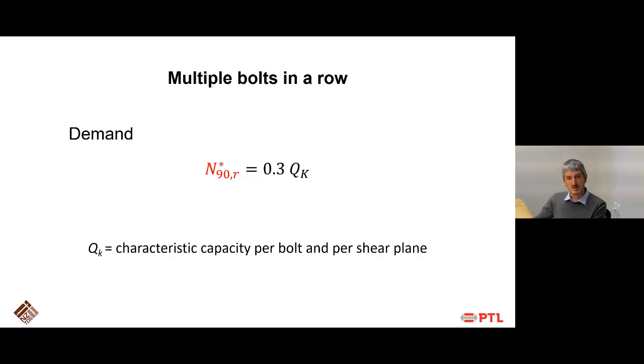The demand is simple to calculate with this equation here, which is about 30% of the characteristic capacity in shear per bolt per shear plane that needs to be resisted by each single screw. So 1 screw per fastener per shear plane, as we have seen before. Based on that, you can design your fully threaded screw.